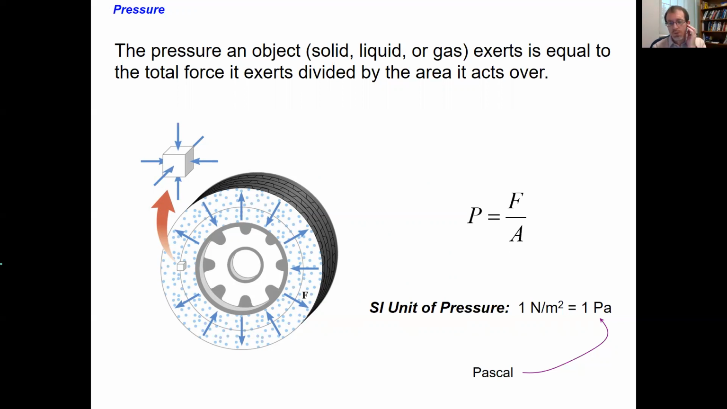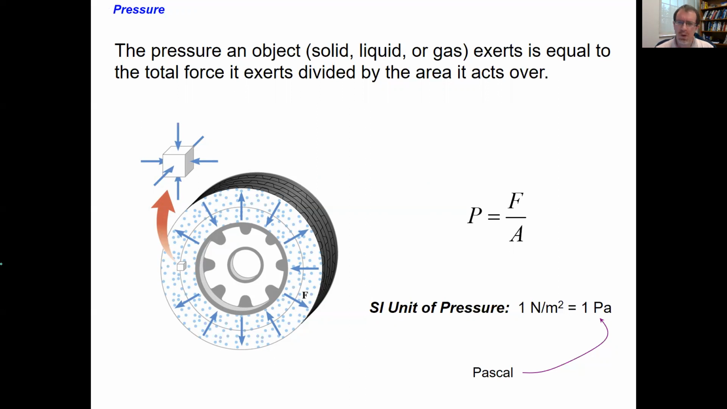So pressure is force over area. Some object is exerting a force on some other object, and if we divide that force by the area of contact, then we'll have the pressure on that surface. The SI unit of pressure is a special unit. It's called the Pascal. It's a newton per meter squared. That's force divided by area. Newtons divided by meter squared gives us pascals.